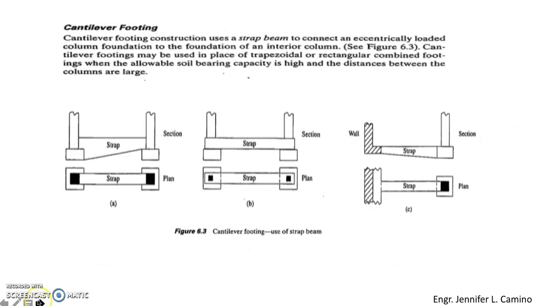For cantilever footing, you have a construction of a strap beam to connect an eccentrically loaded column foundation to a foundation with an interior column. So this is an illustration of a cantilever footing. It uses a strap beam. The purpose of the cantilever footing is to redistribute excess stresses and possible differential settlement between adjacent spread footings. If you observe, we have here two columns connected by a strap beam.